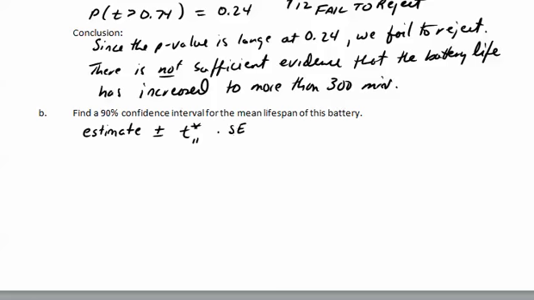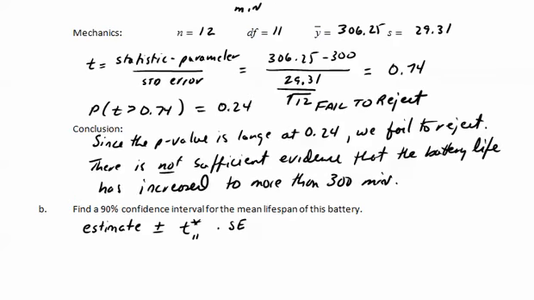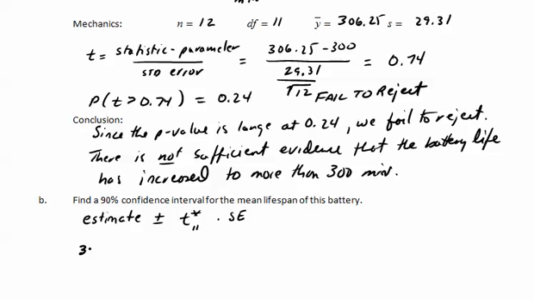Well, we already know our point estimate. We have that from the prior problem. It's 306.25 plus or minus. Now I've got the standard error, that's up here, 29.31 divided by the square root of 12. I need to find my t star.